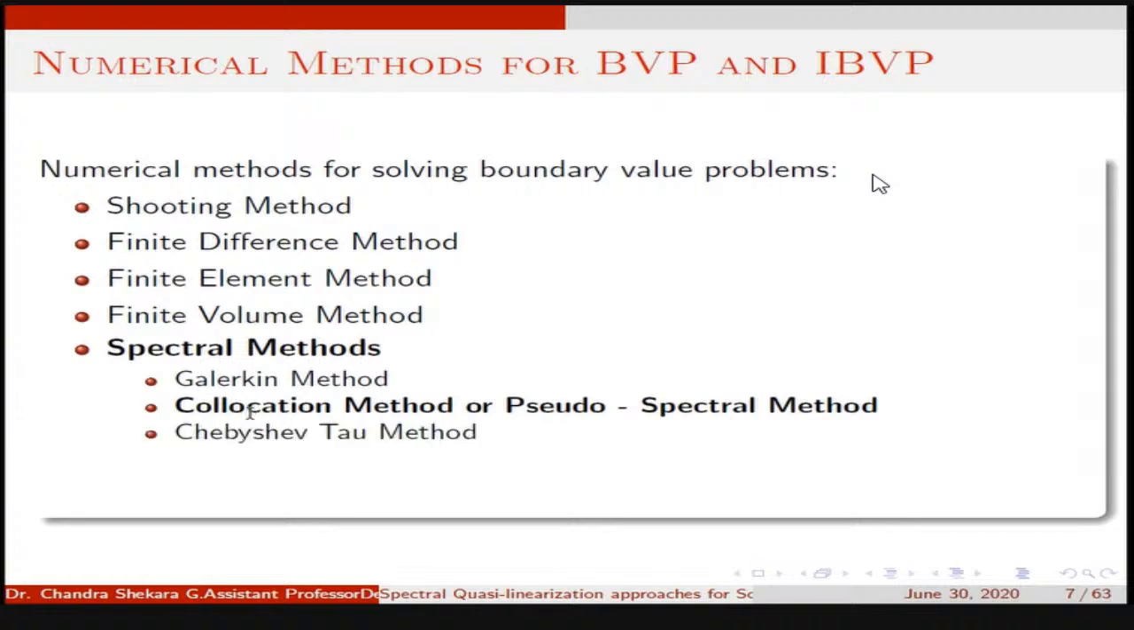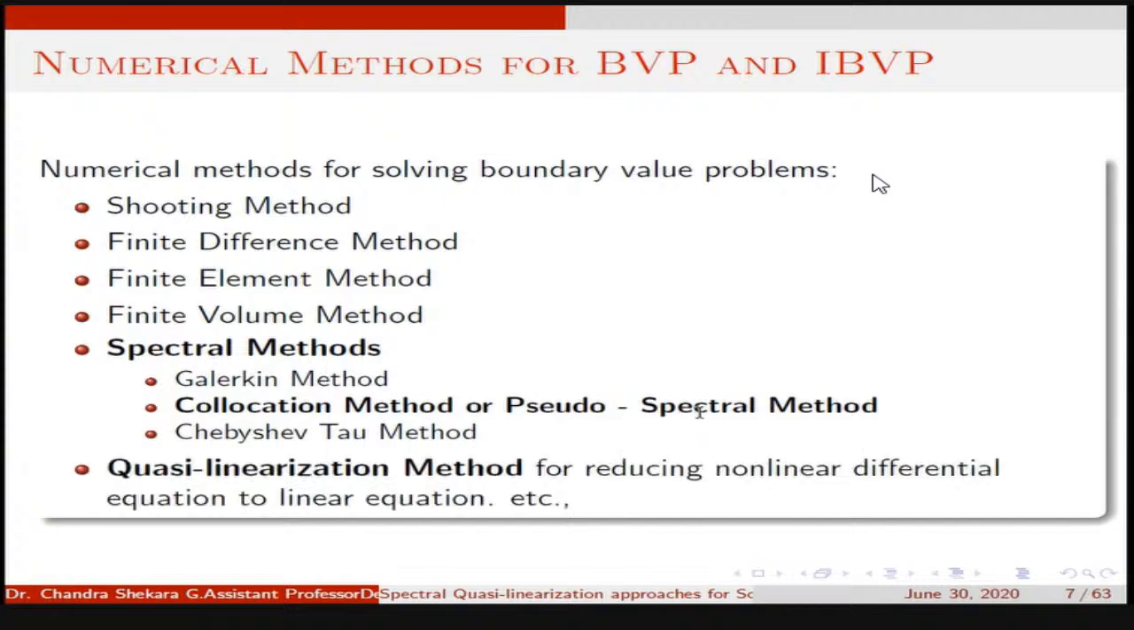But I'll explain in detail the spectral collocation method or pseudo spectral method in this talk. There exists a Chebyshev method, Chebyshev tau method also. Then to tackle the nonlinear differential equations, there are several methods, but I'm going to explain how to use the Quasilinearization method to reduce the nonlinear differential equations into linear differential equations.